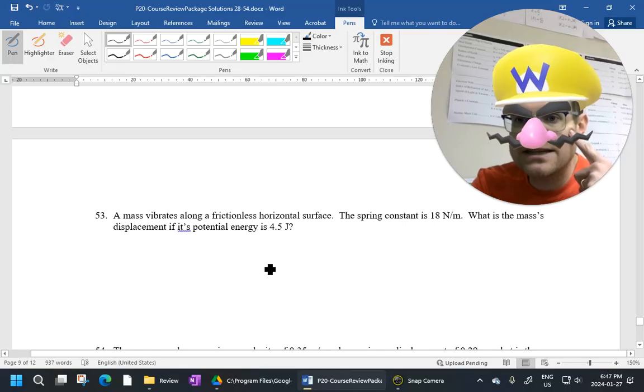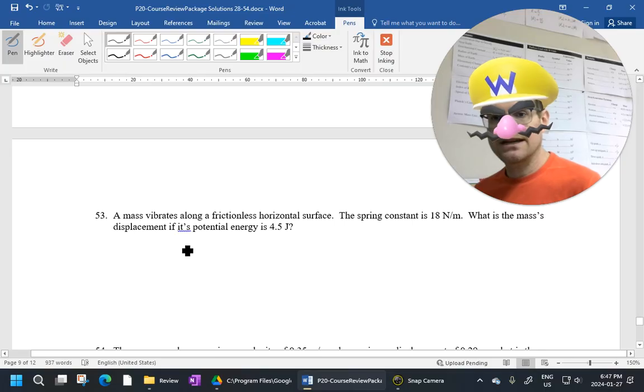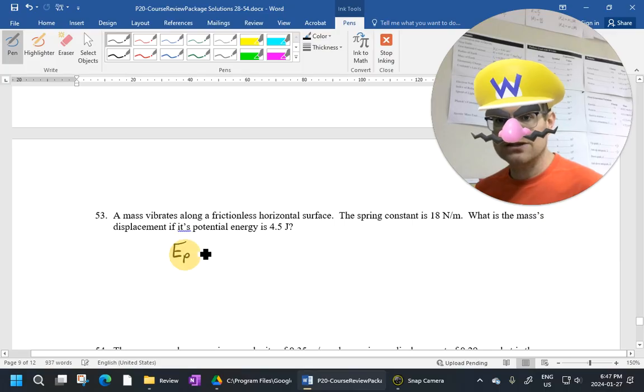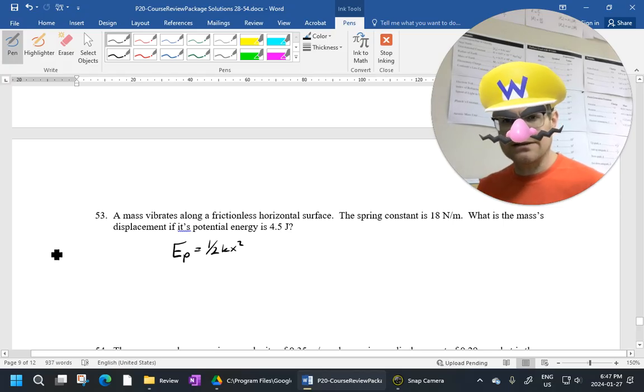A mass vibrates along a frictionless horizontal surface. What is the mass's displacement if the potential energy is 4.5 joules? Okay, I'm assuming this potential energy, because it's horizontal, is our elastic potential. So that's stored in the elastic using this formula, 1/2 kx squared. It's from Hooke's law, the area under the graph, and so on. We developed that in class.